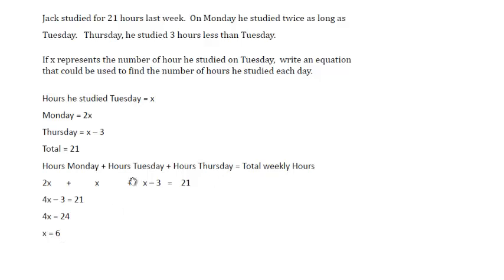Now, this is the equation that represents the number of hours. This is x, the number of hours for Tuesday. If there are 6 hours on Tuesday, that means there are 2 times 6, or 12 hours on Monday, and 6 minus 3, or 3 hours on Thursday. And to double check it, add the number of hours he studied, 6, 12, and 3, to make sure you get the total 21. 6 plus 12 is 18, and 3 is 21, so this checks.